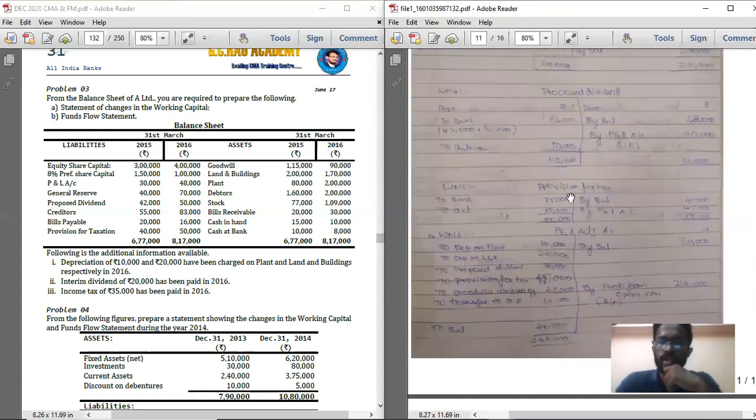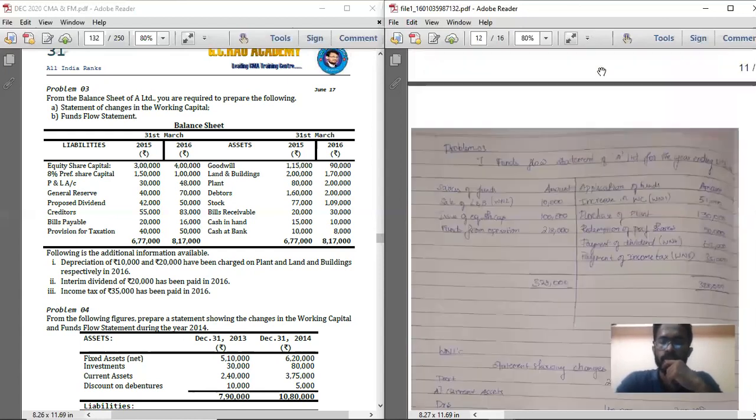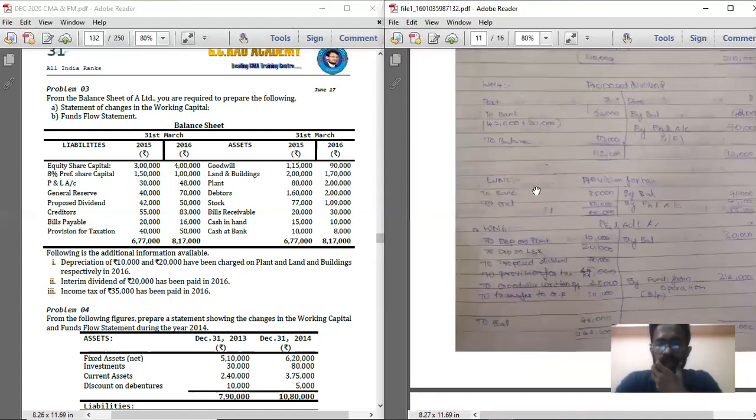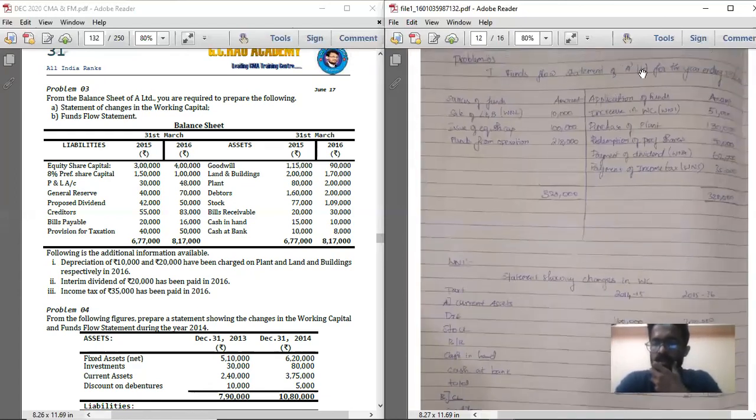So whatever you have calculated, see here to bank 35,000. So provision for tax, you are making payment to tax. So it is application of funds. So payment of income tax 35,000. So dividend, how much you are paying? 62,000. So payment of dividend 62,000. You should calculate payment of dividend 62,000.